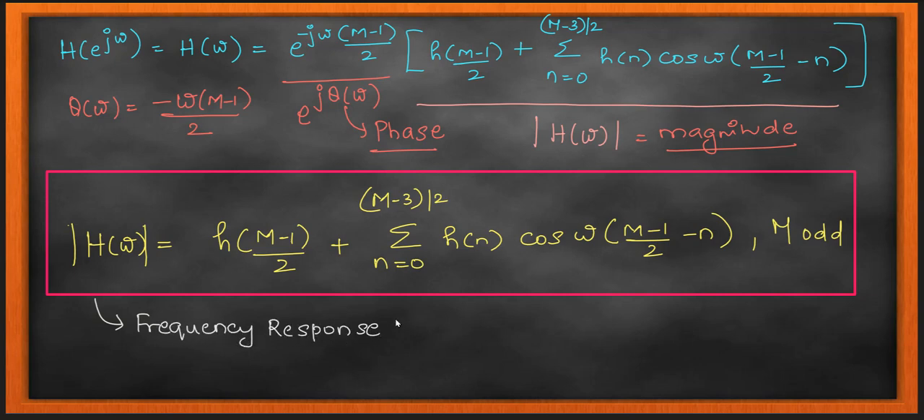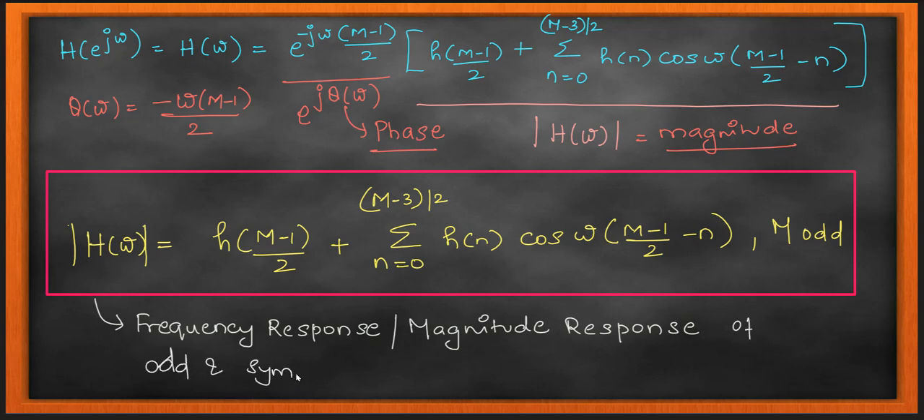What will happen? My h of (m minus 1) by 2 will be 0, and my summation will be from 0 to m by 2 minus 1. If I make that change there, then I already have my m is equal to even. So this is my odd and symmetry. Then, if I am right, I will be writing next odd and anti-symmetry, hopefully.